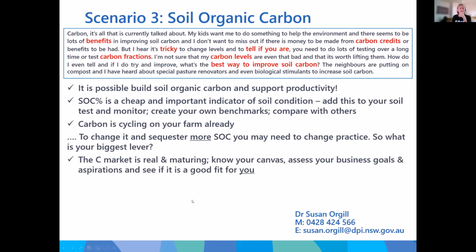The carbon markets, it's real, it's maturing. In order to think about whether or not it's for you, just think about your business goals and aspirations and see if it's a good fit. So can you increase soil organic carbon? Yes, you can. Can you trade soil organic carbon today? And we've got a new method coming out this year. Yes, you can. Will you make millions out of it? Maybe. Some people do. There's lots of examples of people that do. Should you be increasing soil organic carbon anyway? Absolutely.